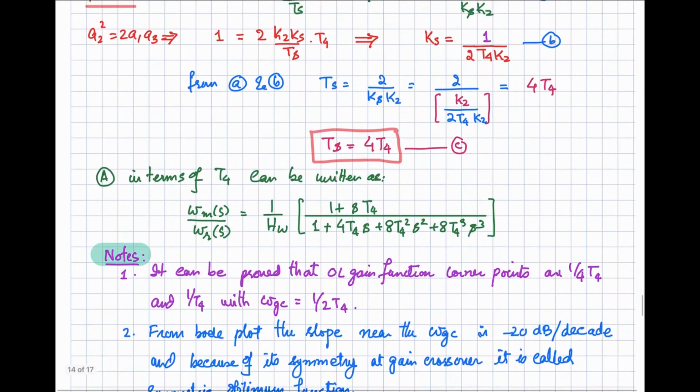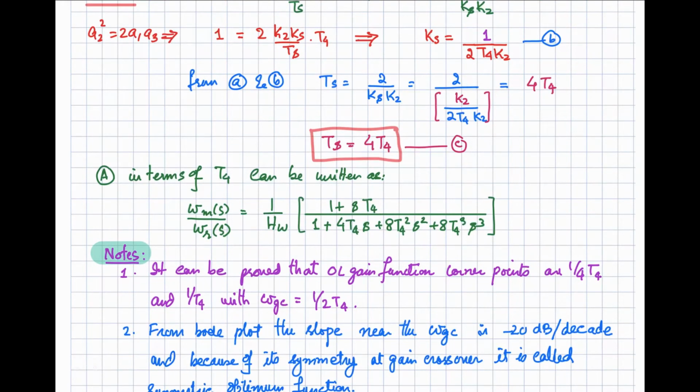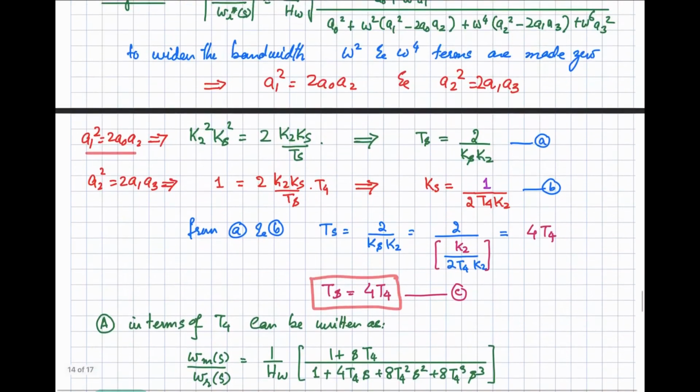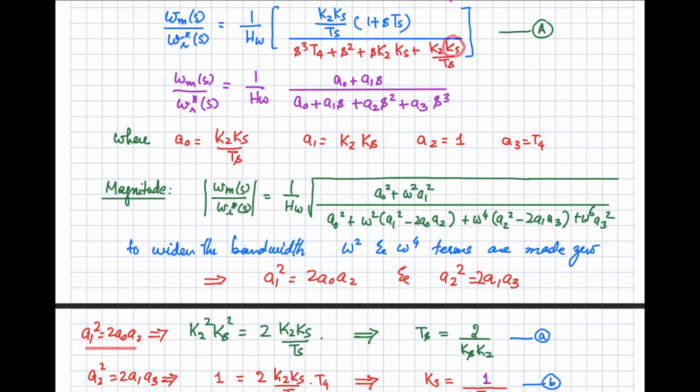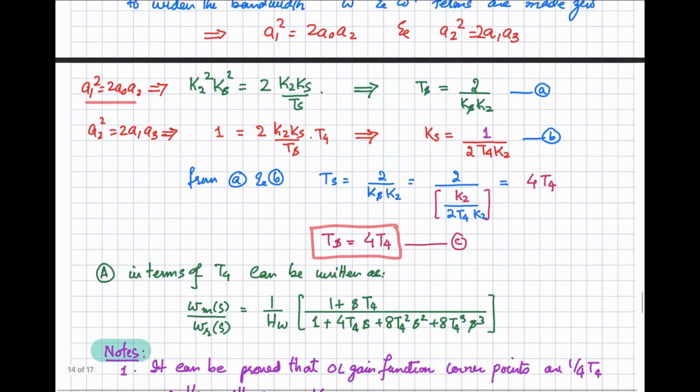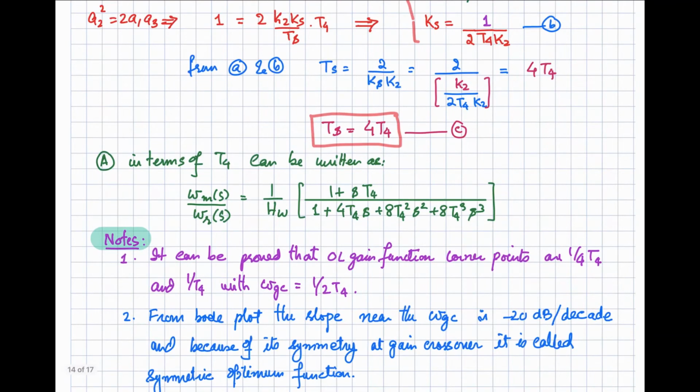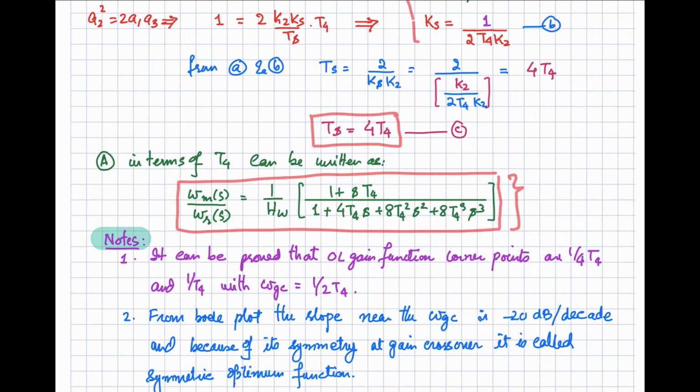Now, writing the above expression in terms of t4, how can we write that? If I go back over here, we have calculated the value of ks in terms of t4. If we use all of these values and expressions, the expression for ts and the expression for ks, we can finally represent our speed loop with the help of this transfer function. This is the transfer function representing our speed loop.